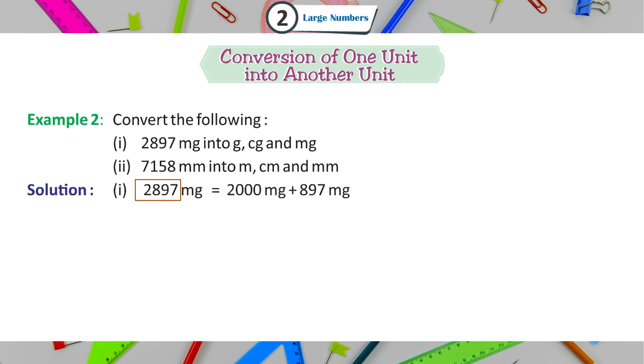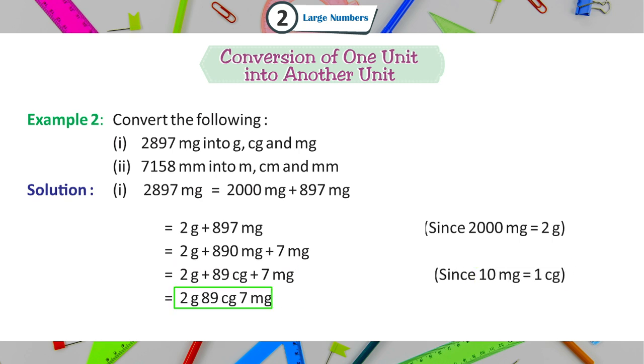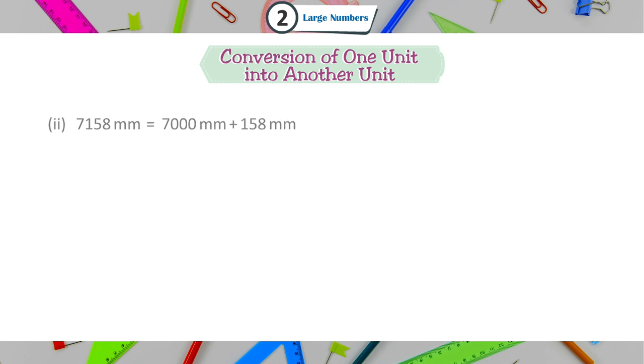Solution 1. 2897 milligrams is equal to 2000 milligrams plus 897 milligrams, which is 2 grams plus 897 milligrams, since 2000 milligrams is equal to 2 grams. That is 2 grams plus 890 milligrams plus 7 milligrams, which is 2 grams plus 89 centigrams plus 7 milligrams, since 10 milligrams is equal to 1 centigram. So the answer is 2 grams, 89 centigrams and 7 milligrams.